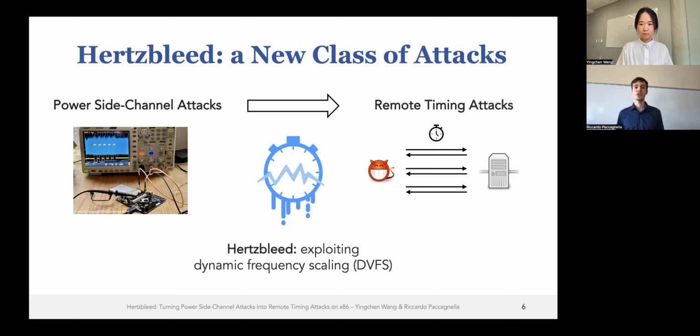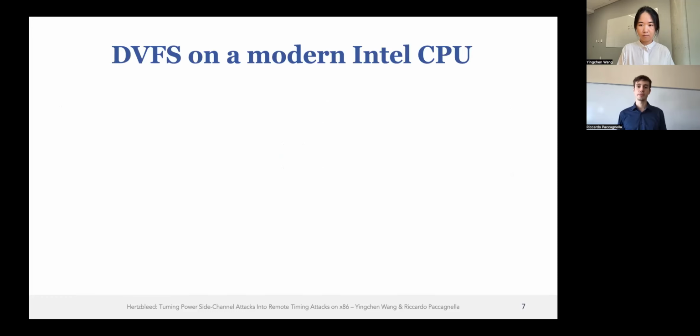In this presentation, we will first tell you about how and why DVFS leaks on modern processors. We will then explore how to mount remote timing attacks on cryptographic implementations. And then finally, we will discuss the broader implications of Hertzbleed to security. Let's start from looking at DVFS on a modern Intel processor.